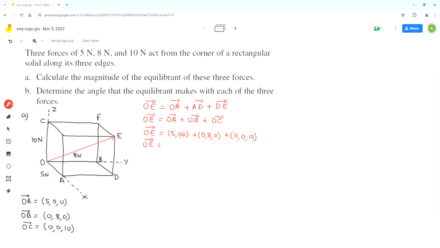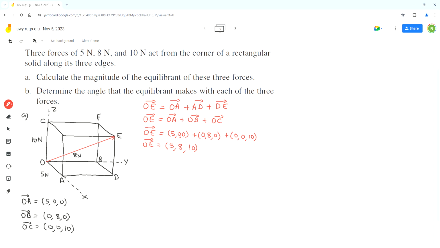Now we can add these vectors by adding their x, y and z components. For x components we have 5, 0 and 0, so the sum is 5. For the y components we have 0, 8 and 0 and the sum is 8. And for z components we have 0, 0 and 10, so the sum is 10. So this is vector OE, the resultant of the three force vectors.